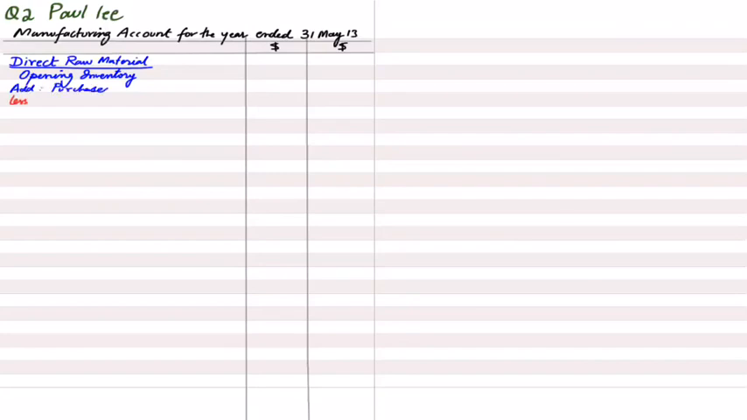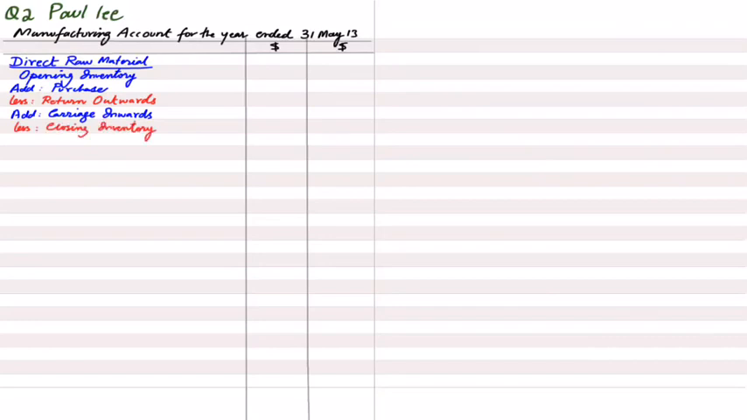Then we have purchases. Opening inventory is for raw material, and purchases is again for raw material. Then we'll be deducting return outward, also known as purchase return. Then we have carriage inwards. If we are buying goods and we are paying transport costs, this increases our overall cost of material. Therefore, we are adding carriage inward, that belongs to raw material.